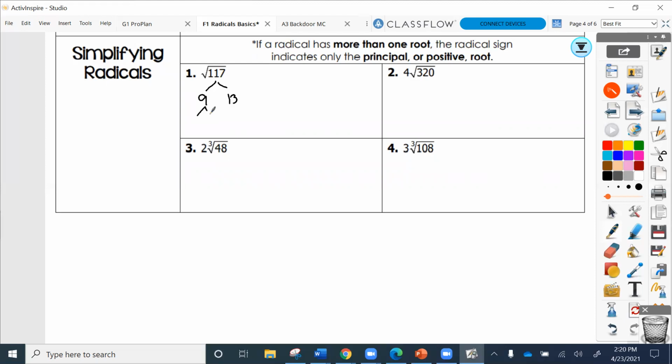And then if you break 9 down, so now these are all prime numbers, then since you've got a pair of 3s, one 3 comes outside the radical. And since 13 doesn't have a pair with it, that has to stay inside the radical.